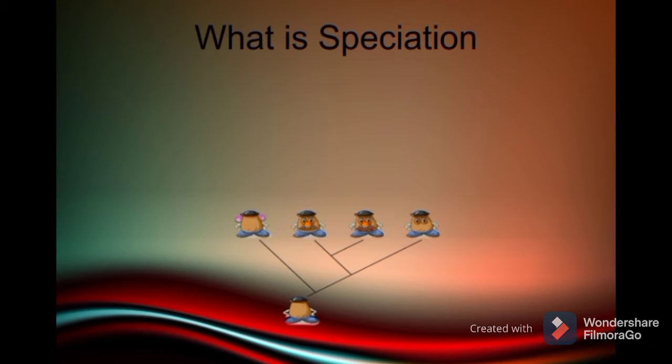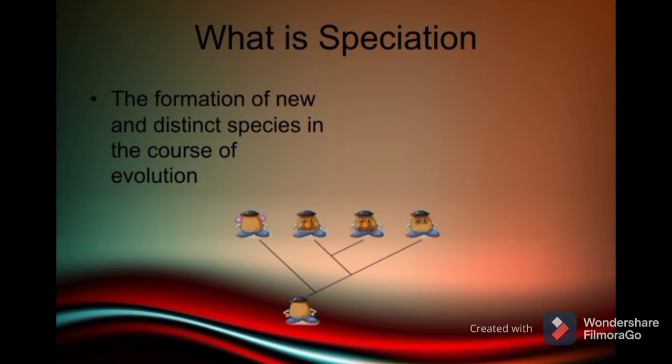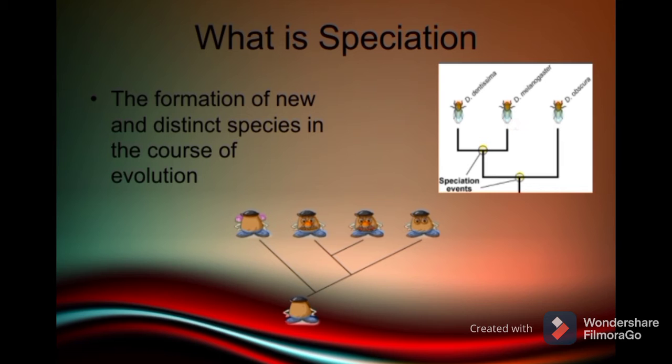So what is speciation? When we say speciation, it is the formation of new and distinct species in the course of evolution. Speciation is how a new kind of animal species is created. Speciation occurs when a group within a species separates from other members of its species and develops its own unique characteristics, just like in the picture.